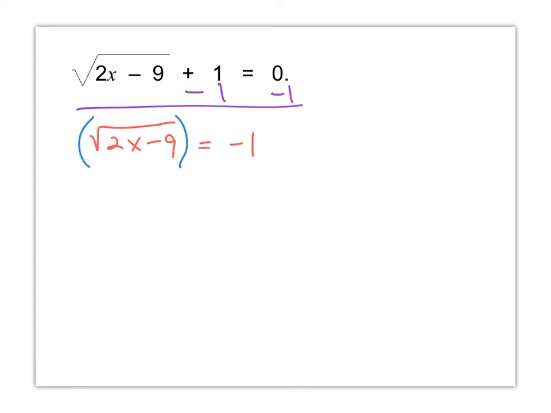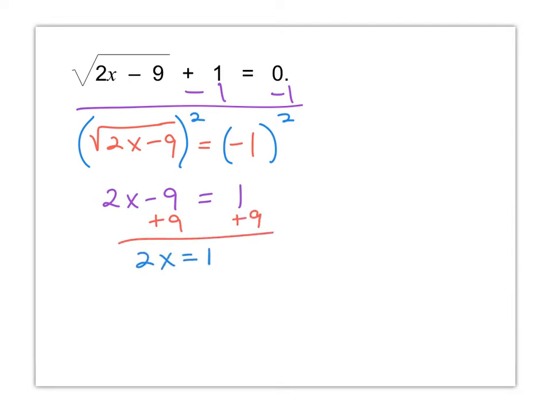So if we raise the left side of the equation to the second power, we also want to raise the right side of the equation to the second power. The square root and the squared power are inverses, so the left side is simplified to 2x minus 9, and the right side is positive 1. Now we can solve this equation for x by adding 9 to both sides. And then we get 2x is equal to 10. And then divide both sides by 2. And we get x is equal to 5.